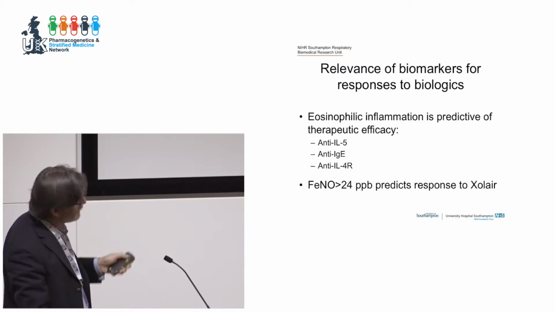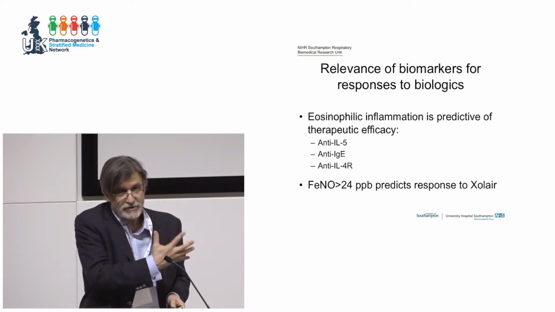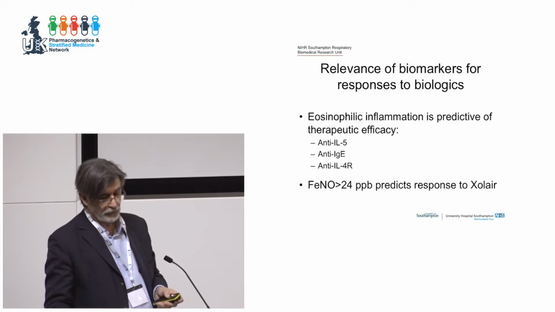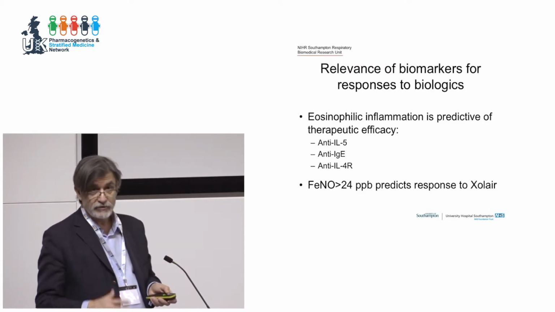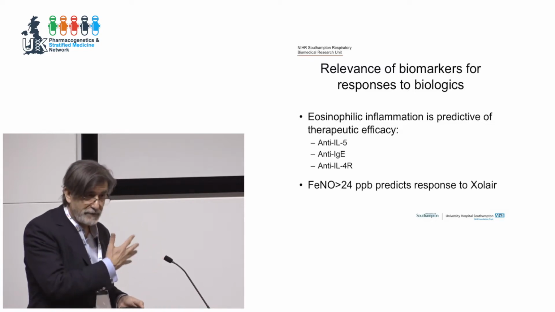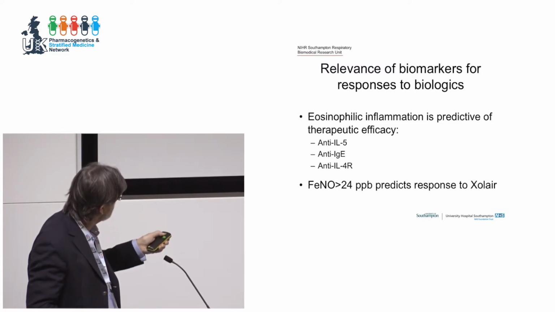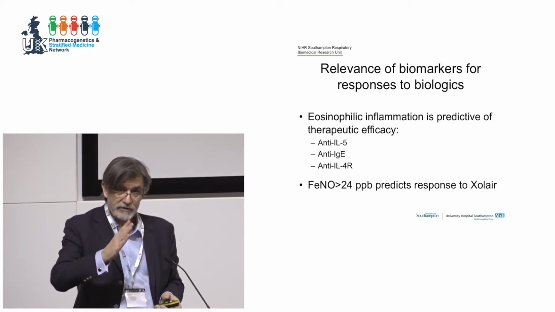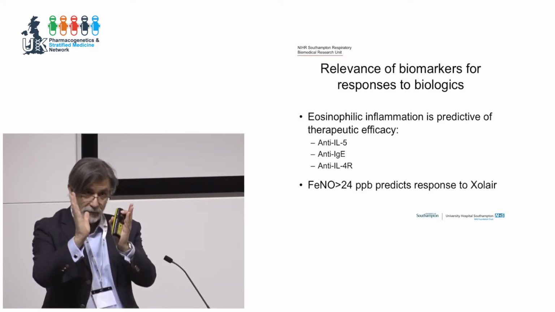What is the relevance of these biomarkers to responses to biologics? This is the key use, or the key requirement, for good biomarkers. Well, as I showed you, eosinophilic inflammation was predictive for anti-IL-5 treatment. It's also predictive of anti-IgE monoclonal antibody. And this is the latest drug, dupilumab, which is an anti-IL-4 receptor antibody, which knocks out interleukin 4 and interleukin 13. So really a double whammy.